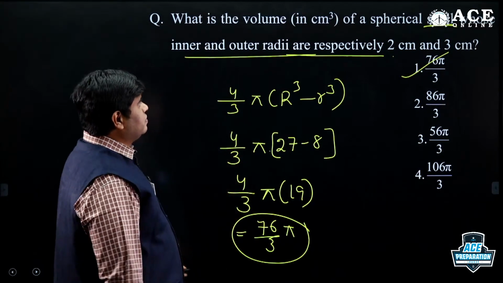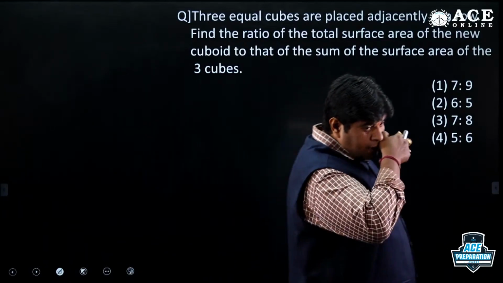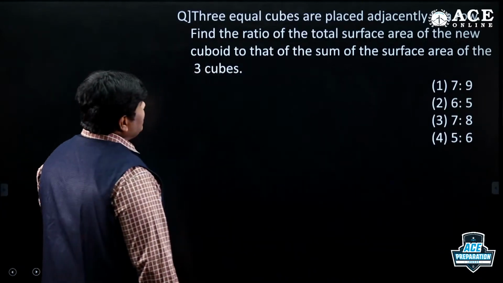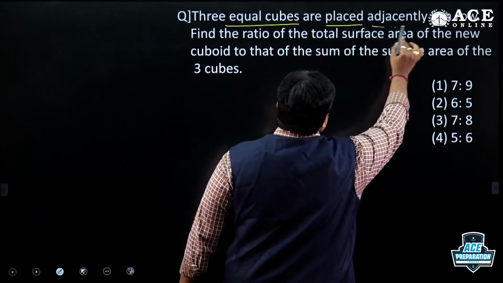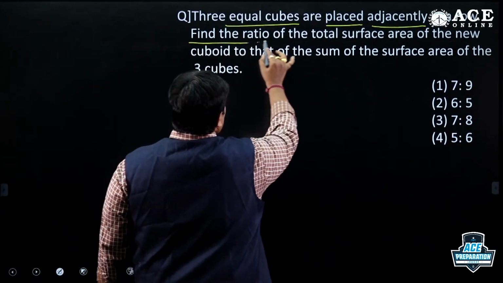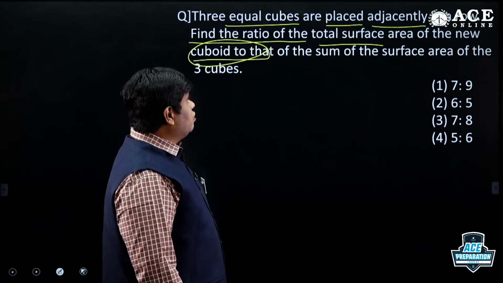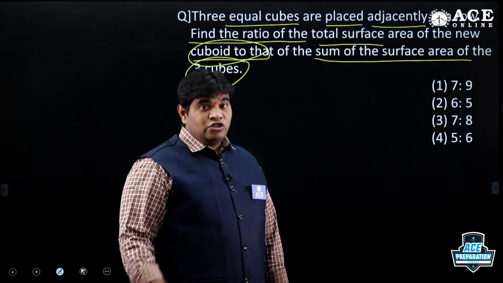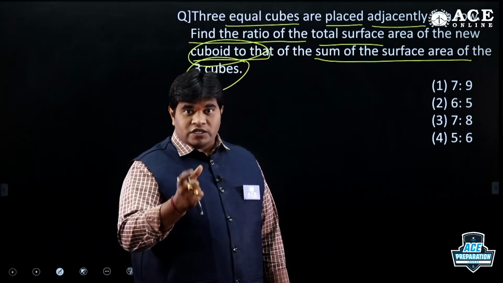Okay, next, friends. Here, observe the question. 3 equal cubes are placed adjacently. Adjacently means side by side, in a row. Find the ratio of the total surface area of the new cuboid to the sum of the surface areas of the 3 cubes. Areas ratio, volumes ratio, this is one model actually.